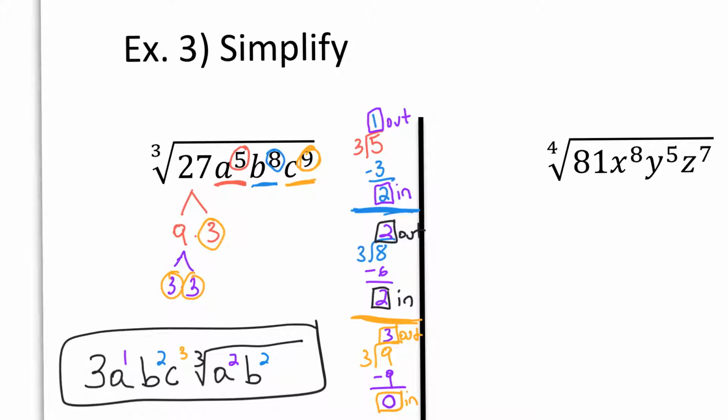You only divide when 3, or the root, goes into the exponent. So if you have an a squared here, you just leave the a squared inside of the radical, because 3 doesn't go into 2. Or even if you have the fourth root but an exponent of 2, well, 4 doesn't go into 2, so you leave the squared inside of the radical, okay? So let's try the next one here.